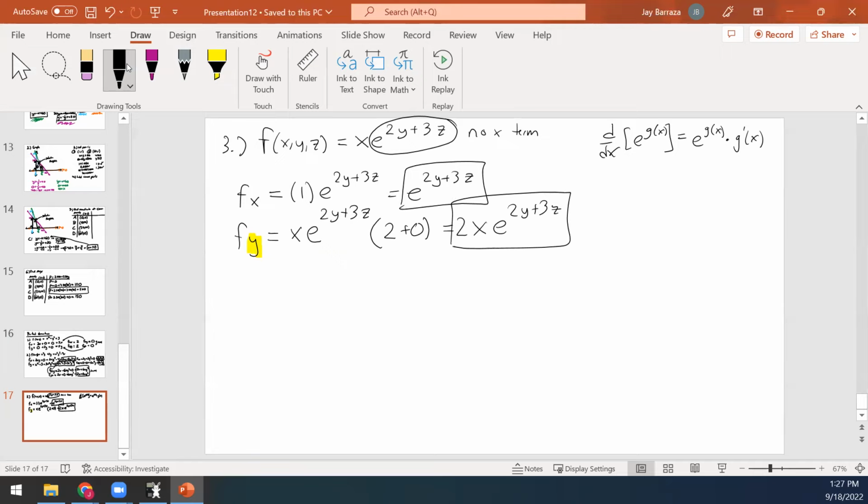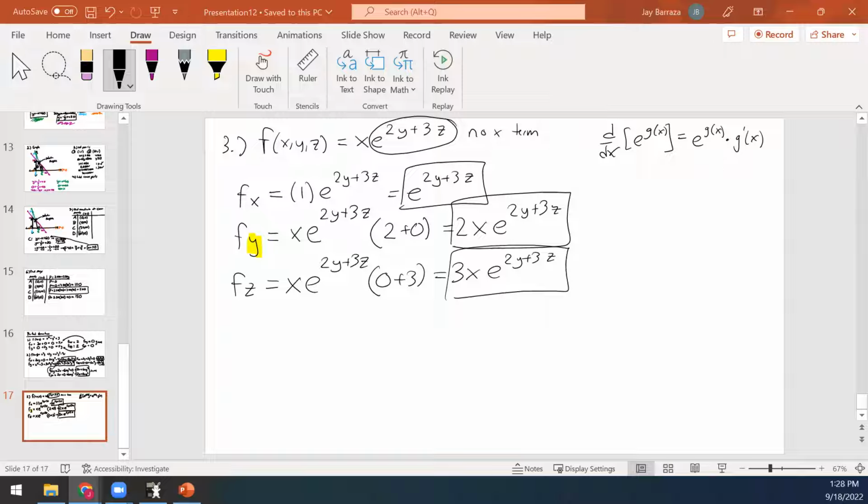And then we do the same thing for z. This one has 3 variables, so you're going to do it 3 times. And so x, not z, so I just leave it alone, e to the 2y plus 3z. But now the exponent, instead of it being 2 plus 0, it's going to be 0 plus 3. So then it's 3x e to the 2y plus 3z. Okay. Are there any questions on that example? Give you guys a second to look over that.